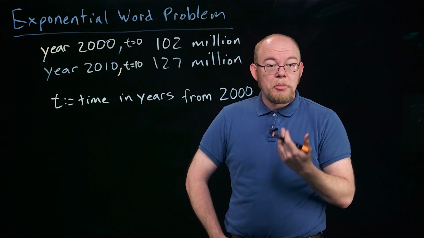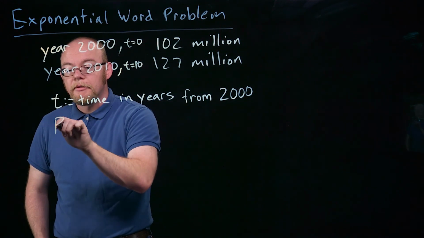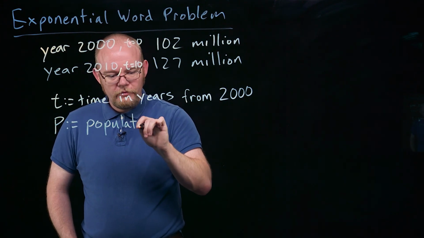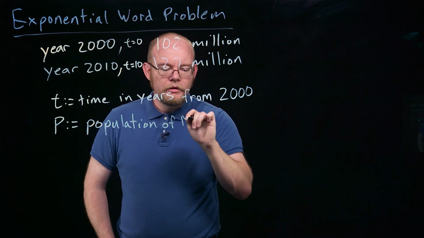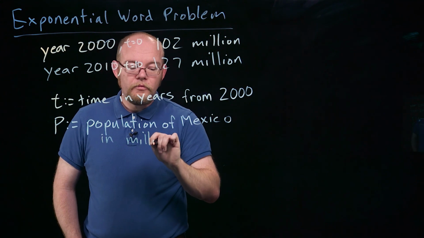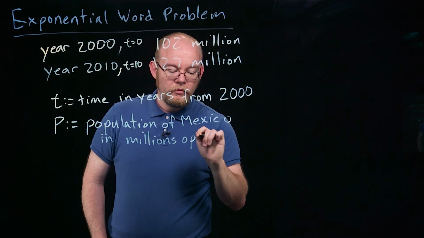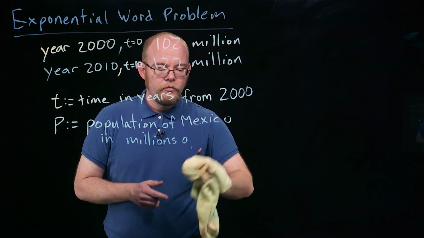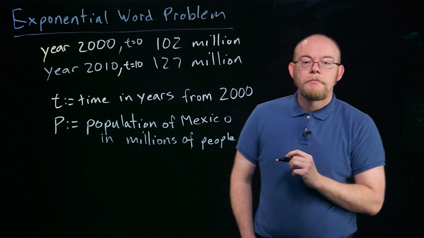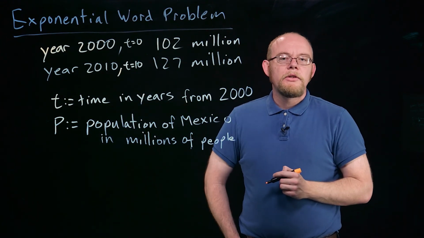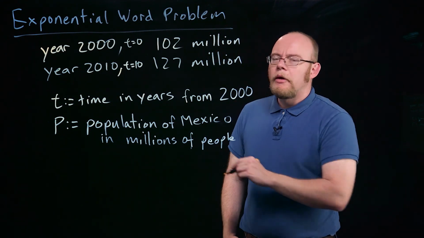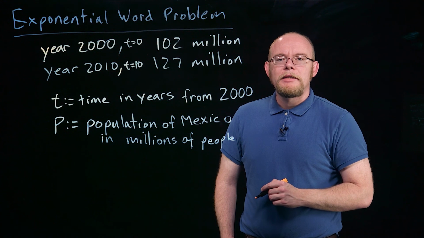The other thing we're studying is the population of Mexico. So let's come up with a variable for that. We're going to say that this is the population of Mexico in millions of people. Now we didn't have to use the letter P, but if we're going to say population, alliteration is a good way to choose our variables. And we also throw in millions of people so that we don't have to write down a ton of zeros.